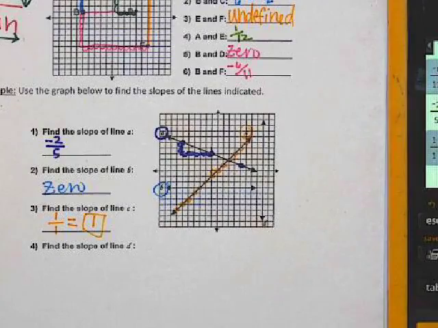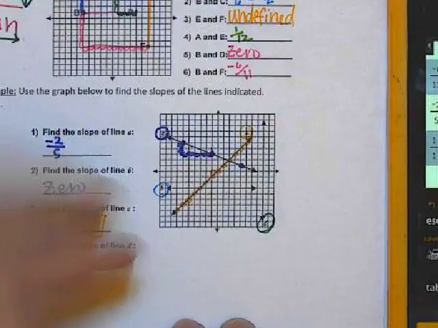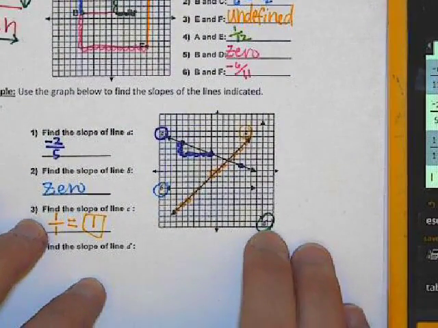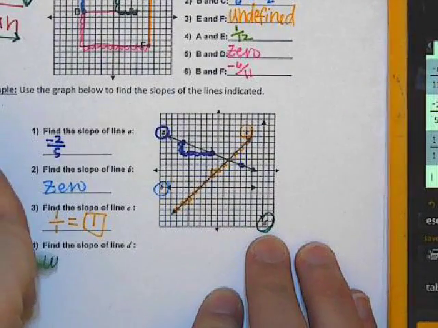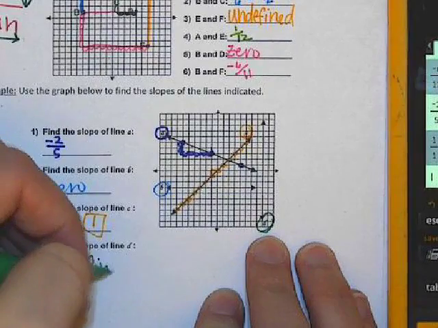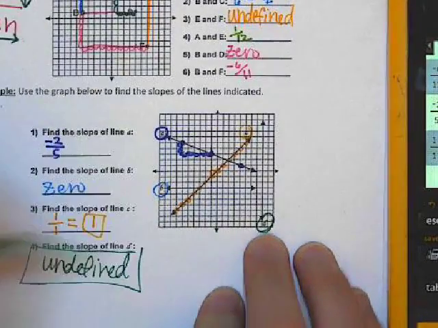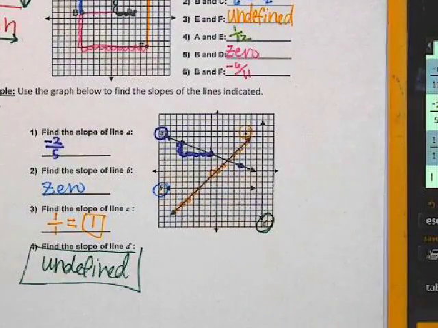Slope of D. Here's D right here. Do I have to find dots on D? No, because it's straight up and down, which would be undefined. Okay, questions?